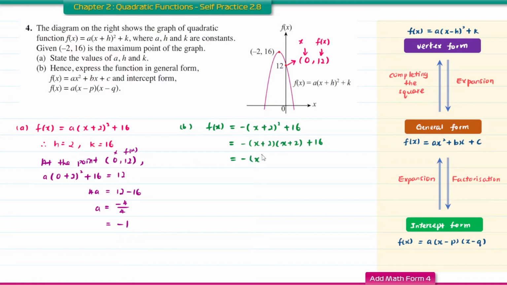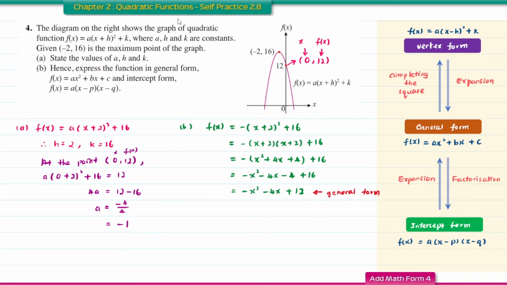So here you're going to have x squared plus 4x plus 4 plus 16. Next, expand this. You're going to get negative x squared minus 4x minus 4 plus 16. Then solve for this part. You're going to get positive 12. So this part here is the quadratic function in general form.